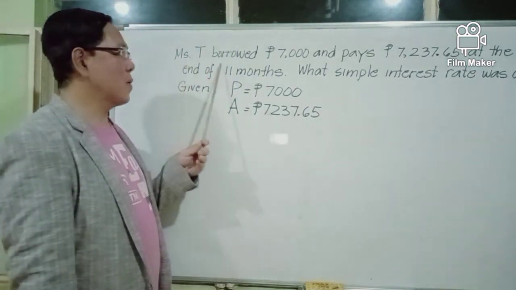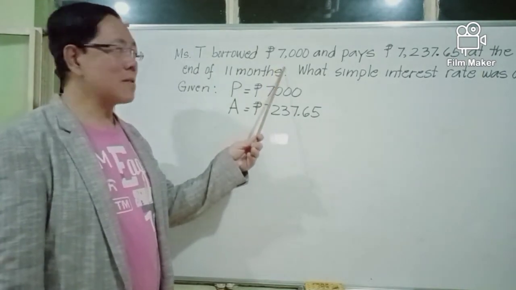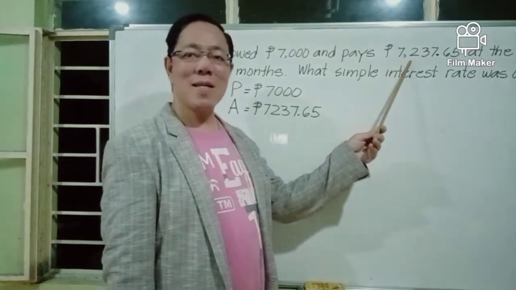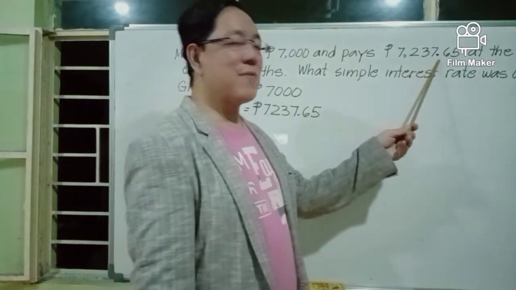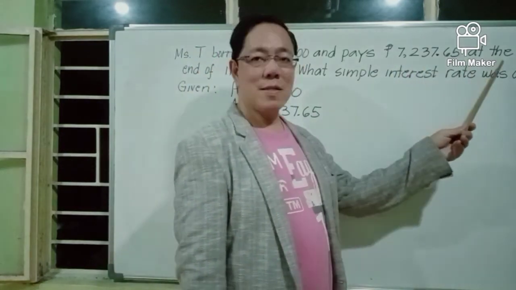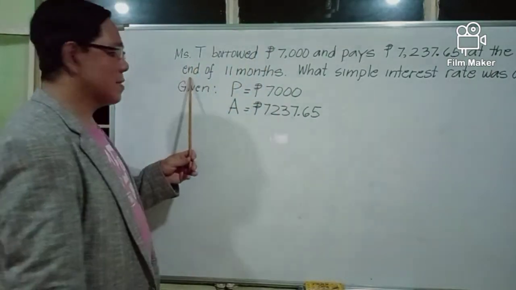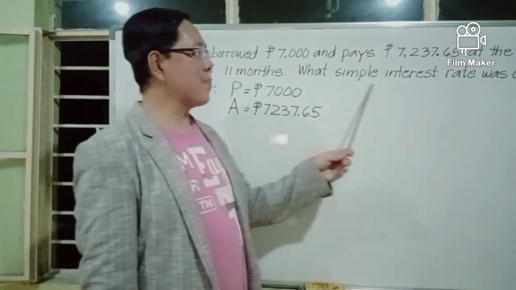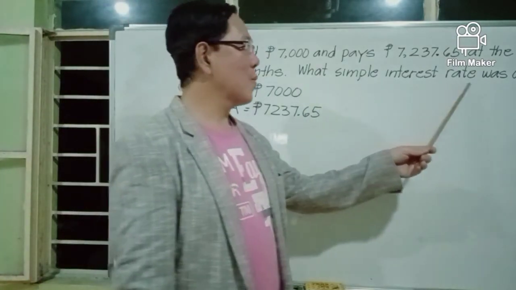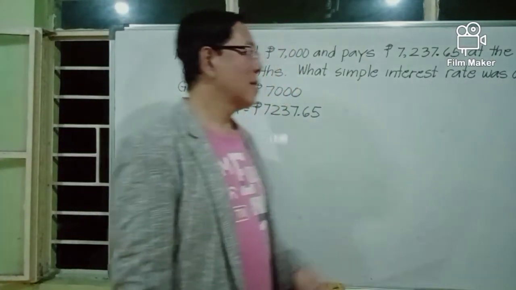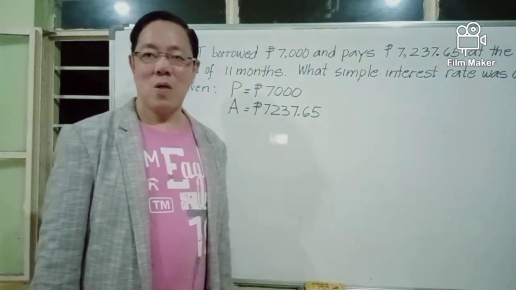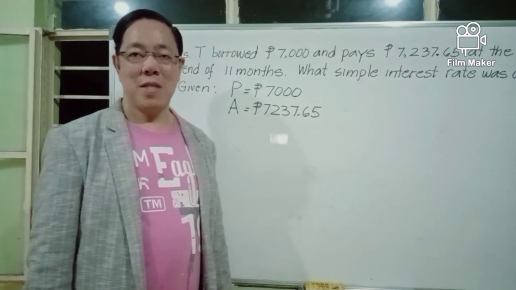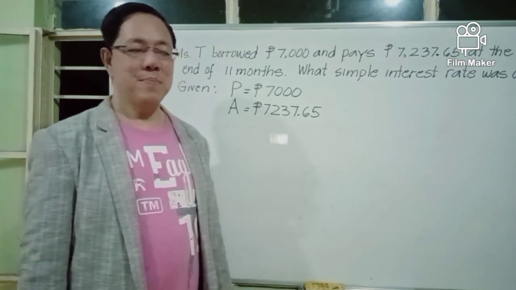For our third and last example, consider the following problem. Ms. T borrowed 7,000 pesos and pays 7,237.65 pesos at the end of 11 months. What simple interest rate was used? Again, the first step in solving a problem is to identify the information or data given in the problem.